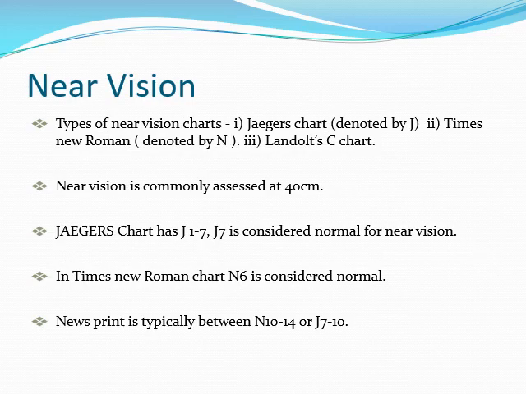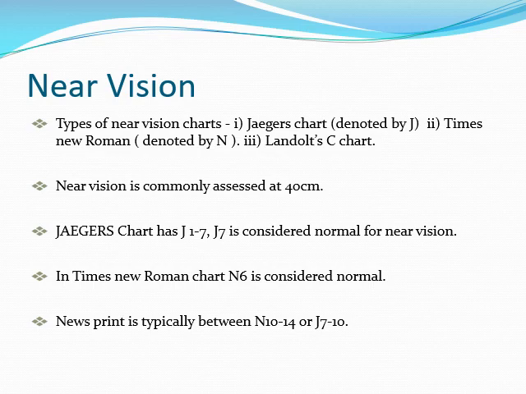Coming to near vision, different types of near vision charts are used, such as those denoted by J, Times New Roman denoted by N, and Landolt's broken ring type chart. Near vision is commonly assessed at 35 to 40 centimeters, which is the normal reading distance. Jaeger's chart has J1 to J7. J7 is considered normal for near vision. In the Times New Roman chart, N6 is considered normal.